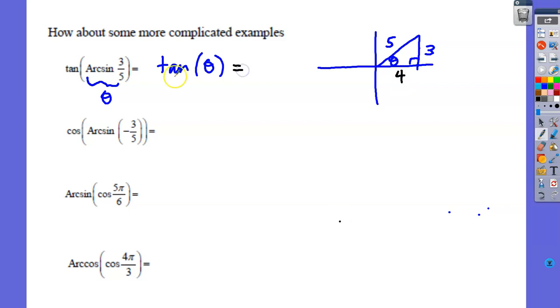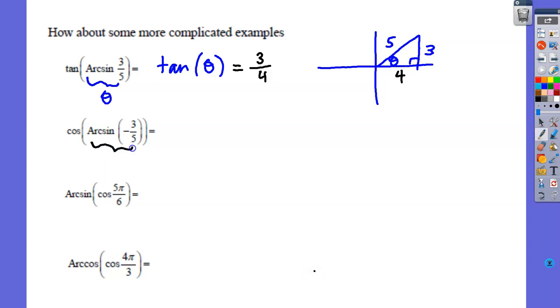Now, can you give me the tangent of that same angle? Yeah, and you never have to find the actual angle, guys. The tangent ratio would just be this opposite side over the adjacent. So the final answer is just 3/4. You never had to solve for the angle. Never. So let's try this next one.